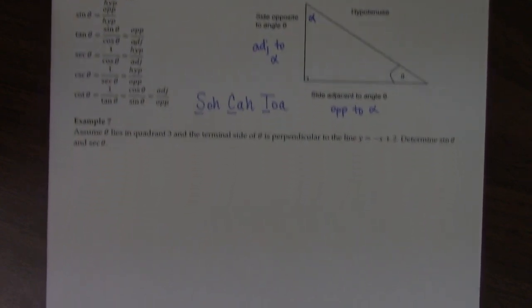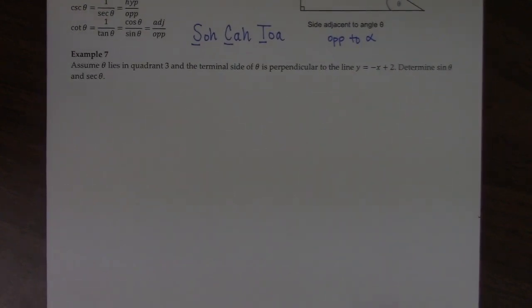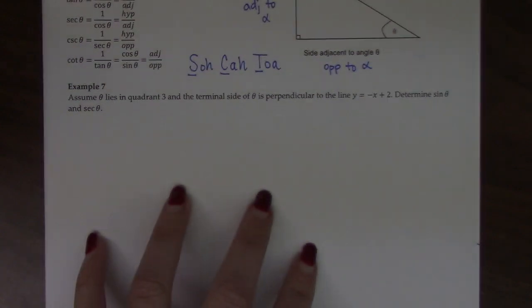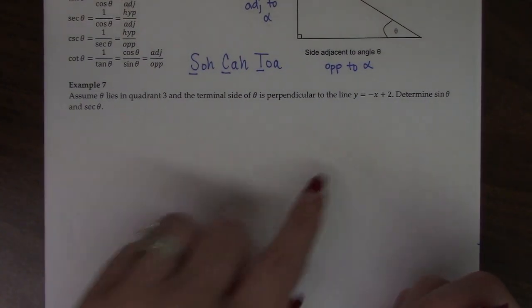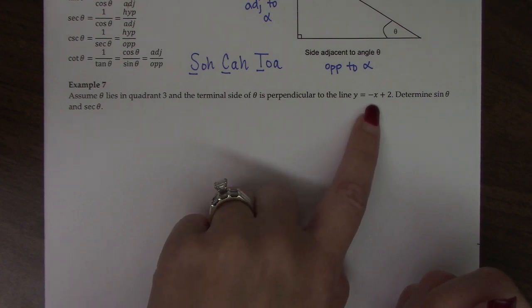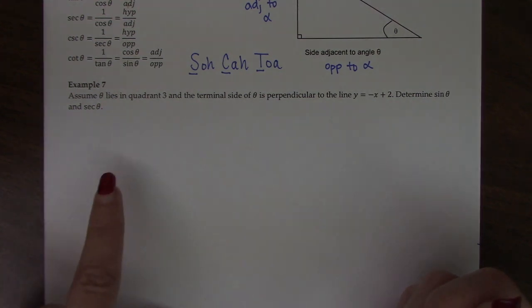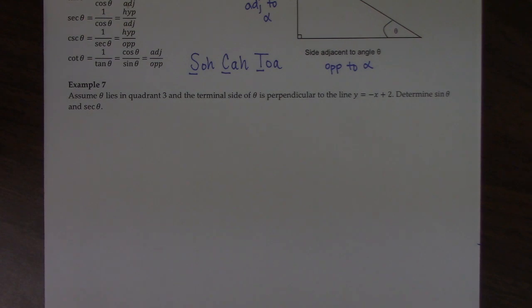So let's look at problem 7. It says assume theta lies in quadrant 3, and the terminal side of theta is perpendicular to the line y equals negative x plus 2. Determine sine of theta and secant of theta.